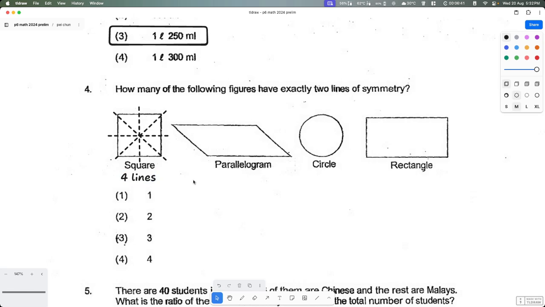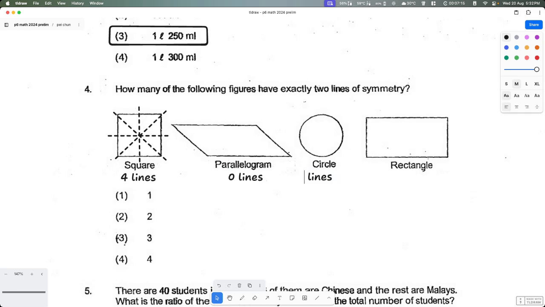Parallelogram. Let's see, the parallelogram has one, and then not this one, not this one either. I think it's only this one, and no, not even that. It's not even symmetrical at all. That's sad. So zero lines. All right, so circle.